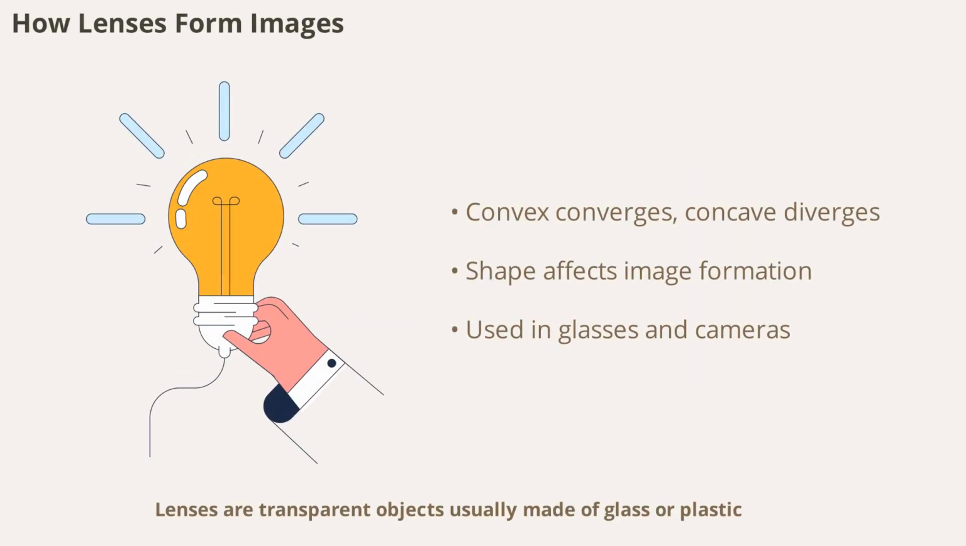Lenses are transparent objects, usually made of glass or plastic, that refract light to form images. Convex lenses, which are thicker in the middle, converge light rays to a point, while concave lenses, thinner in the middle, diverge them. The way a lens bends light depends on its shape and the material it's made from. Lenses are used in eyeglasses, cameras, microscopes, and many other devices to focus light and create clear images.